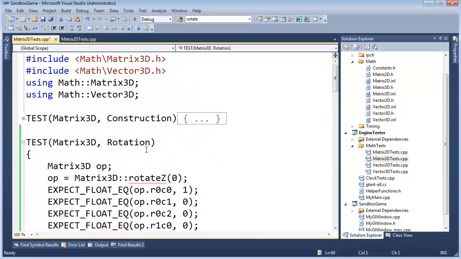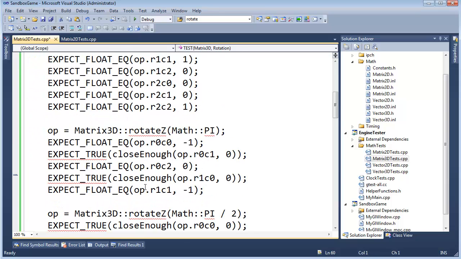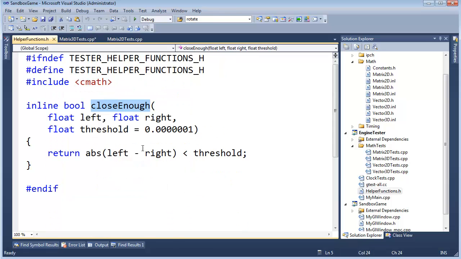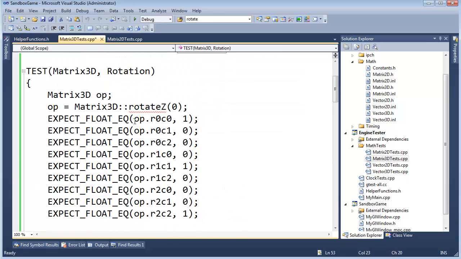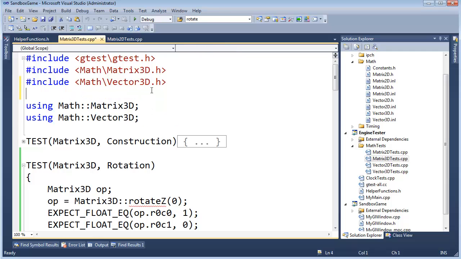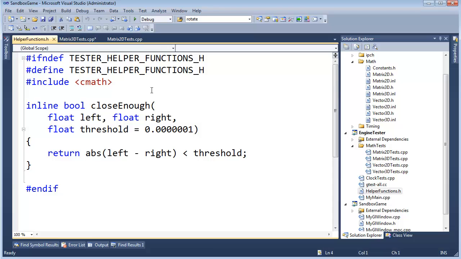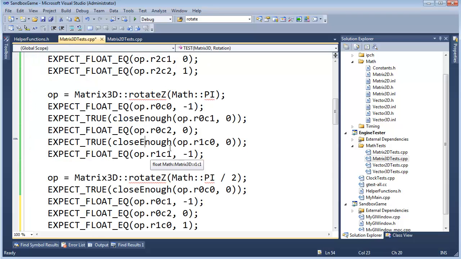We didn't include... where's close enough? Remember we made this close enough somewhere else. I'm gonna F12 on this, see if Visual Studio will find it for me. It's in the helper functions, duh. All right, pound include helper functions. Control minus to get back to where we were. Okay, that's a lot better.